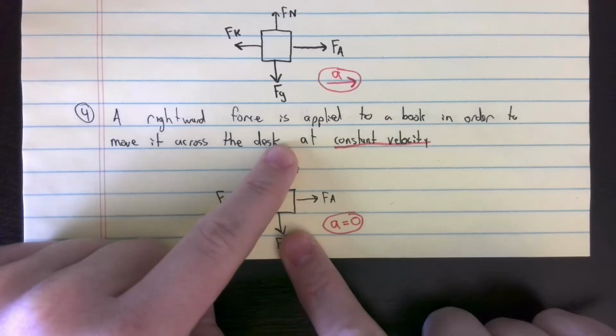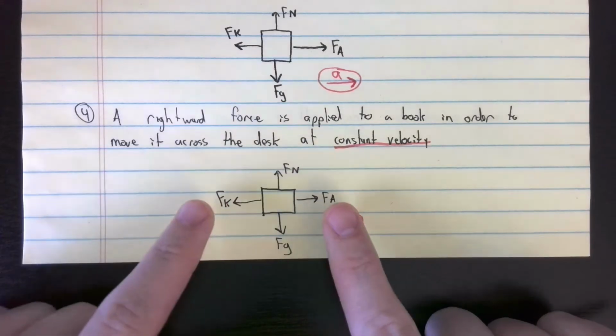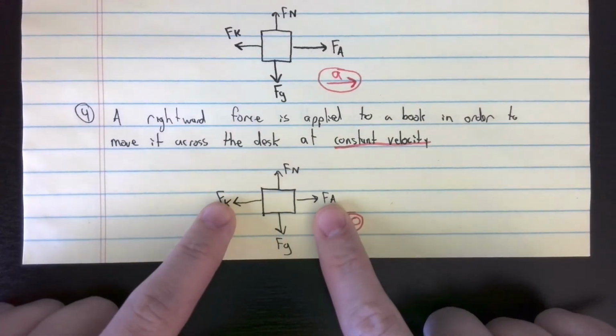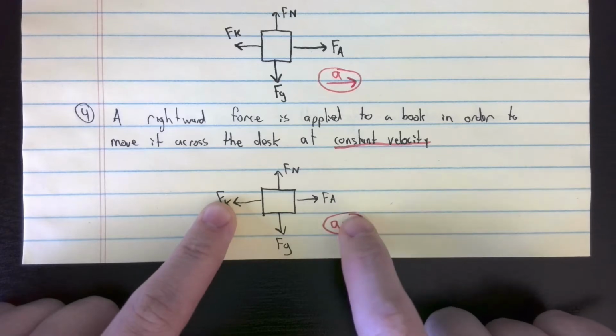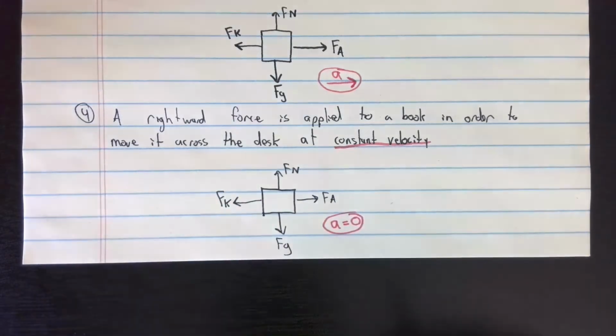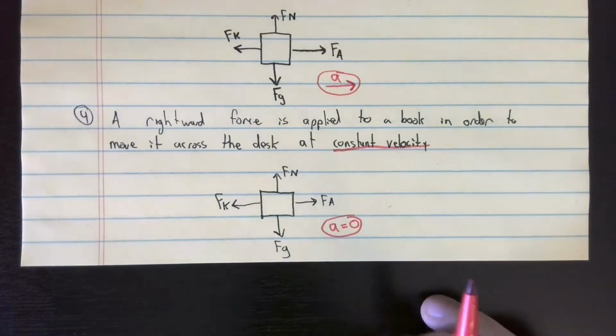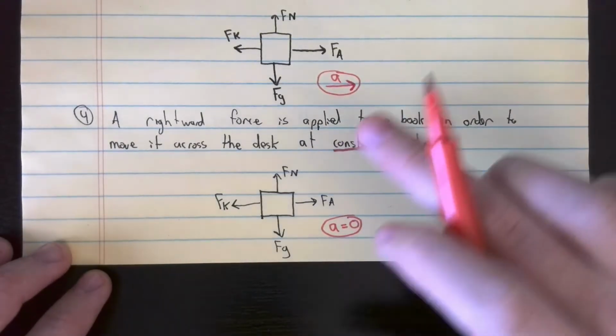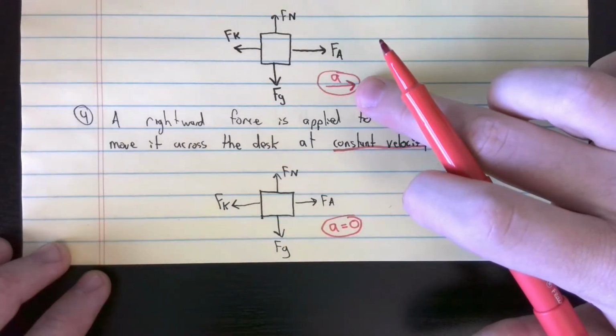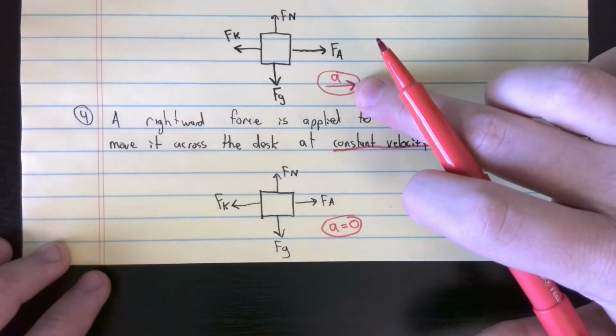Fg is equal to Fn and Fa is equal to Fk. Therefore we have no acceleration. If your acceleration is 0, your net force is 0. If your acceleration is positive and to the right, your net force is positive and to the right.